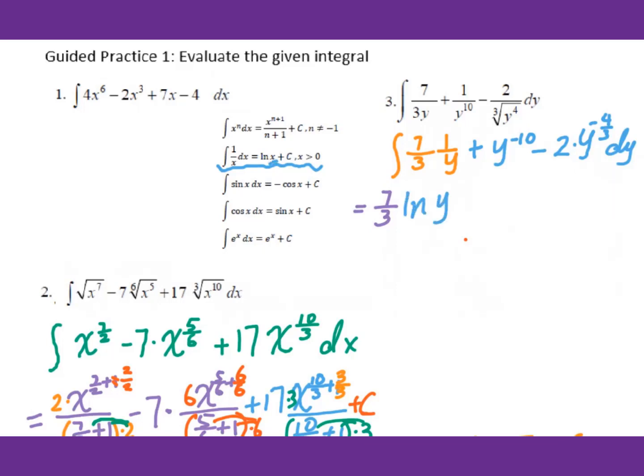But make sure the argument has to be positive. That's why we do the absolute value, because we didn't know if this y is positive or negative. Then plus y to the negative 10 plus 1 over negative 10 plus 1, that minus 2 times y to the negative 4 over 3 plus 1 over negative 4 over 3 plus 1. Then don't forget that plus c.